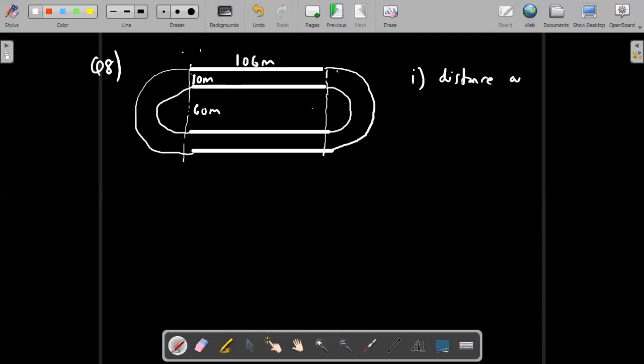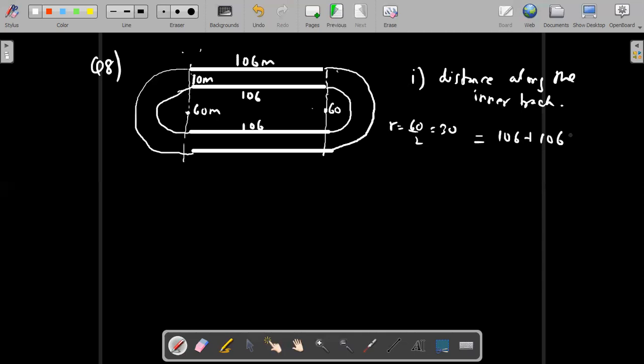What do we have to find? The distance along the inner track. This portion is 106, this portion is 106, and the inner track will have two semicircles at the ends. Two semicircles at the ends means one circle, so that is 2 pi r. And what will be the radius? The diameter is 60, so the radius is 60 upon 2, that is 30. So the distance along the inner track will be 106 plus 106 plus two semicircles, that is 2 pi r.